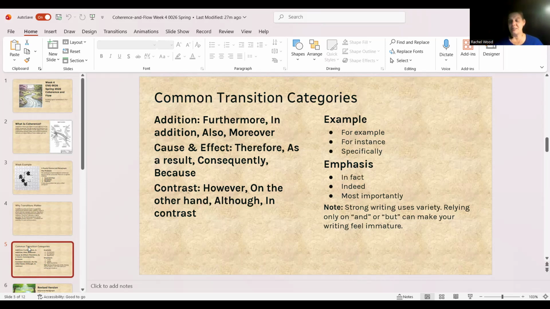If you're writing a contrast assignment or you're asked to do a contrast between two different things, you would use words like however, on the other hand, although. Or you could use the phrase in contrast. Another one that you would possibly be looking at is example. And you use this when you're talking in speech quite often. People say, for example, for instance, and sometimes they'll say specifically. If you are writing and you want to give emphasis to something, you'll use words like in fact, indeed, or most importantly.